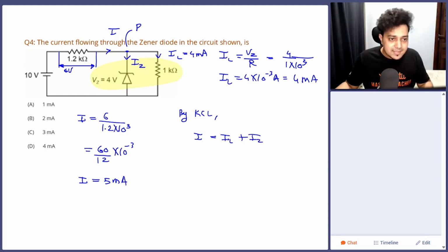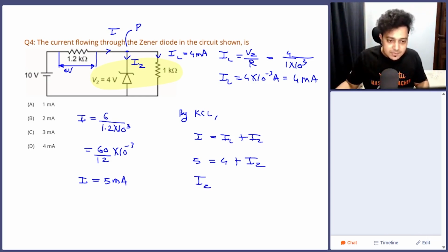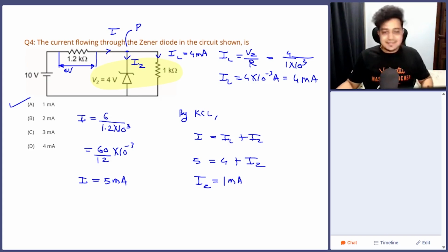Current through the Zener diode is written as IZ. So total current is 5 milliampere. Current through the load is 4 milliampere. Remaining is IZ. So total 5, out of which 4 passes through the load and the remaining 1 passes through the Zener diode. So the answer is 1 milliampere. So A is correct answer.